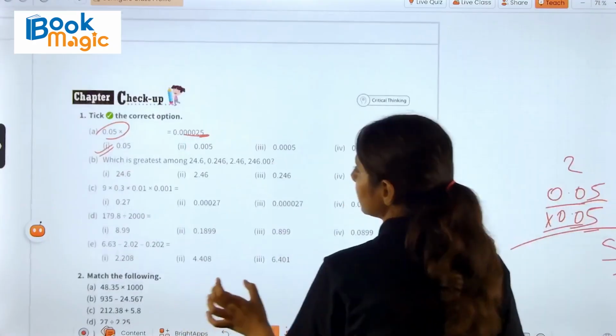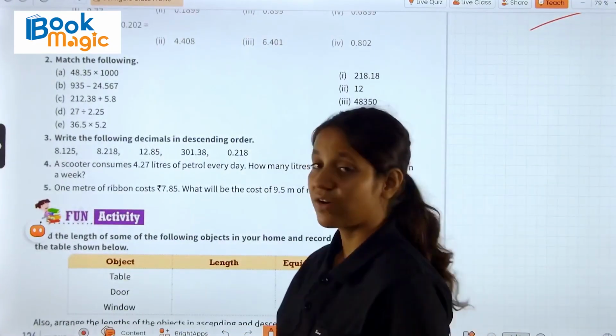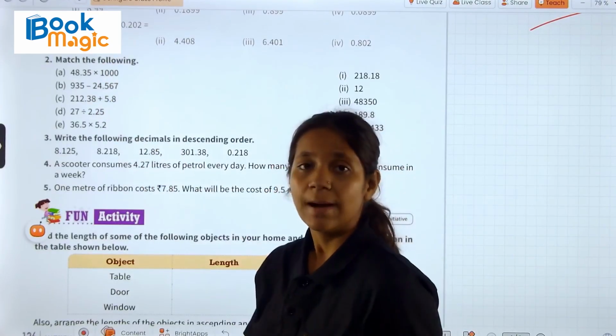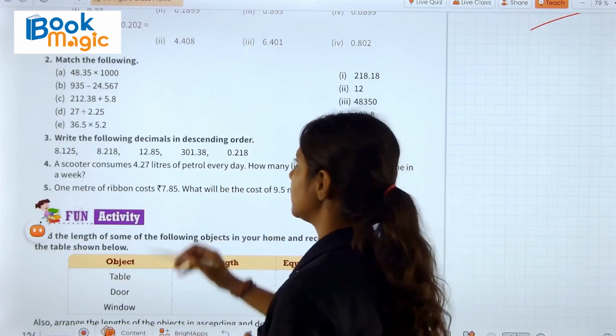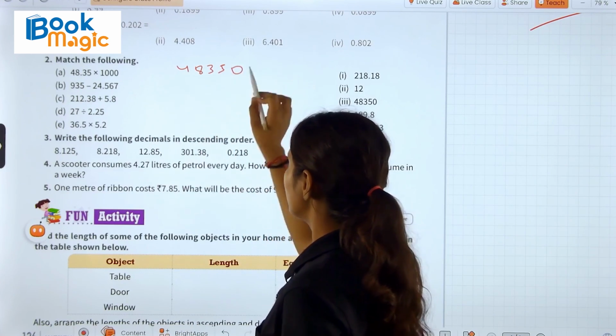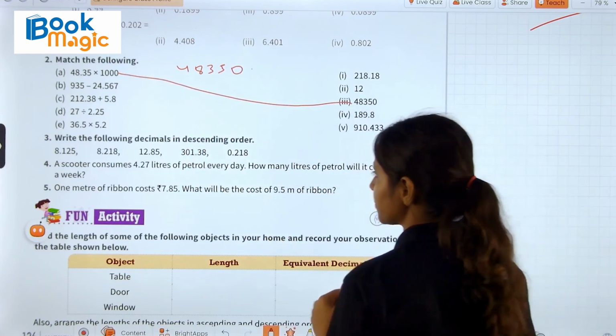Okay, likewise, we are multiplying with this. Then we have question number 2. Match the following. 48.35 into 1000, that means we have to move 3 decimal places to the right, so it will be 48350. So 48350 is written here. You have to match it.